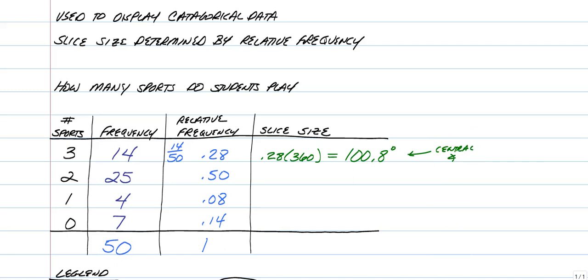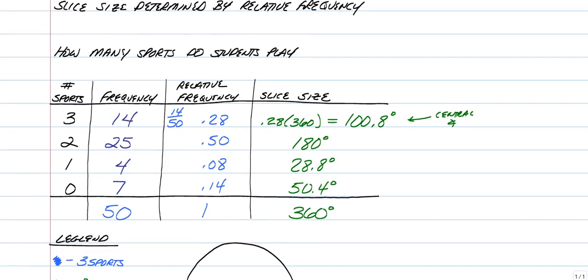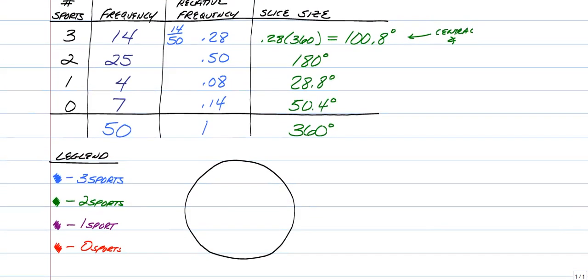And of course, if you were to do 0.5 times 360, you would end up with 180 degrees to represent students that play 2 sports. 0.08 would give you 28.8 degrees. And then finally, 0.14 would give us 50.4 degrees. If you were to add all of those up, you would have 360 degrees, which is what we want to happen, because circles have a central angle total of 360 degrees.